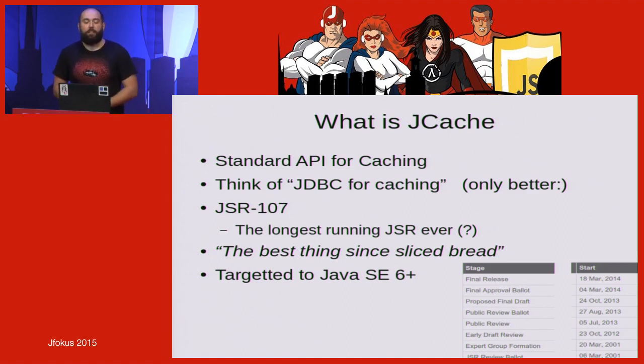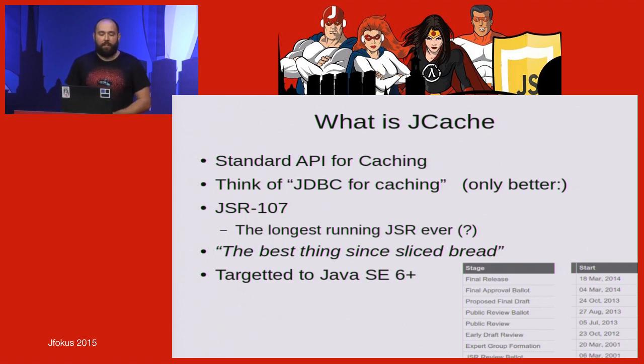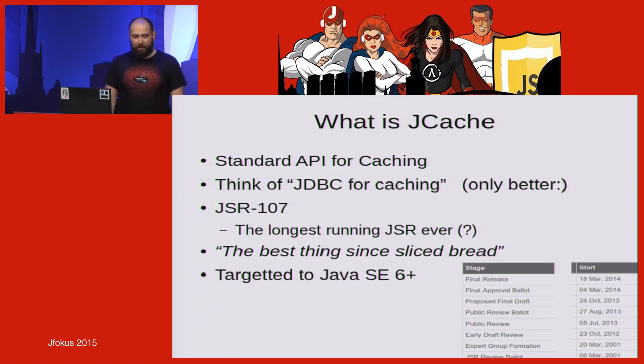There is one fun fact. JCache has been developed under JSR 107 under the JCP umbrella, and it has been if not one of the longest running JSRs ever, if not the longest running. So if you check the table, I hope you can see it. It took 13 years for something which seems to be quite simple. It's just a map. But finally it's there, and last spring it has been released, its final version.